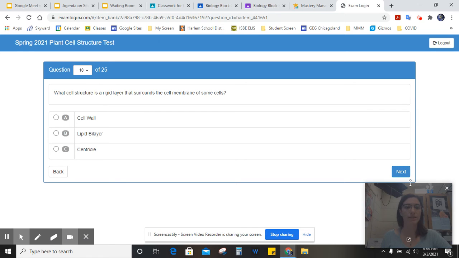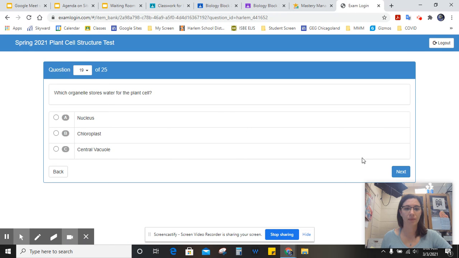Question 18. What cell structure is a rigid layer that surrounds the cell membranes of some cells? Is it A, the cell wall, B, the lipid bilayer, or C, the centriole? Question 19. Which organelle stores water for the plant cell? A, the nucleus, B, the chloroplast, or C, central vacuole? Question 20. Animal cells lack A, cell walls, B, cell membranes, or C, the mitochondria?